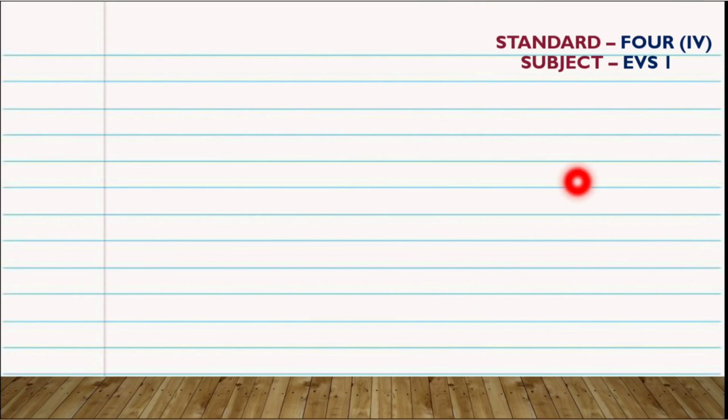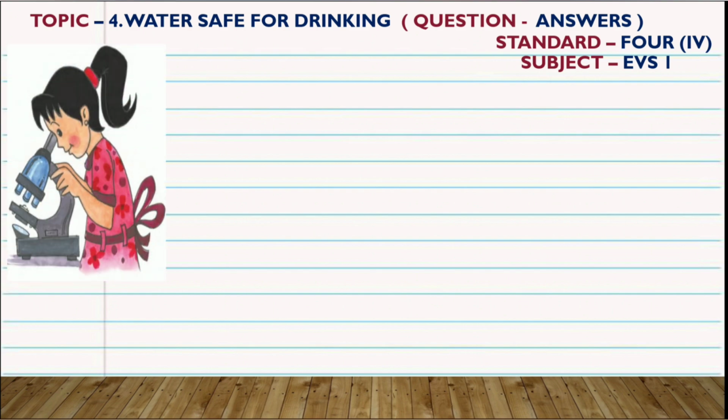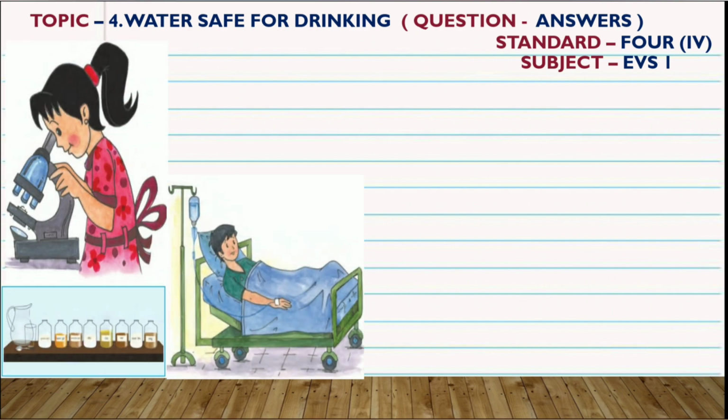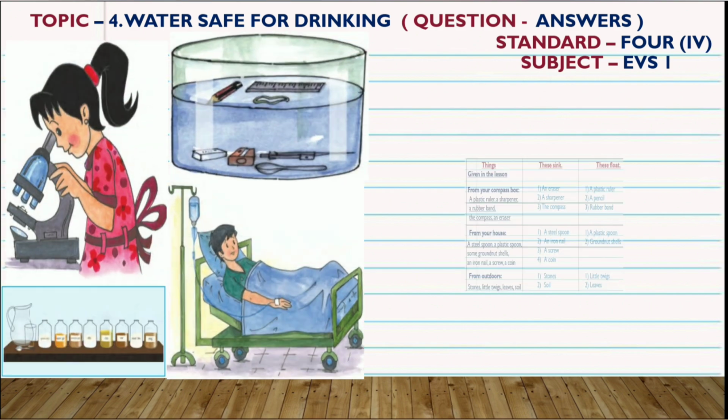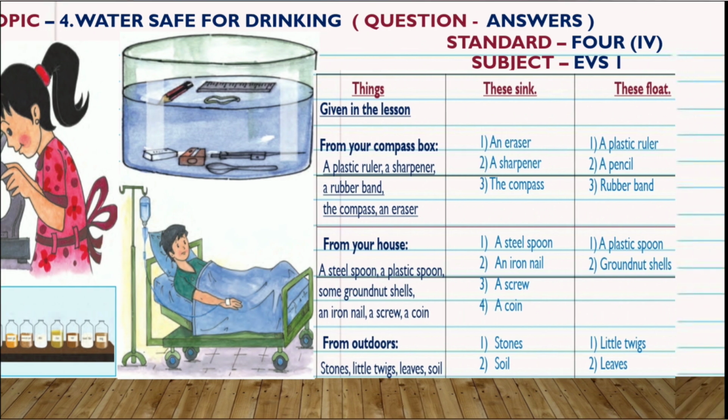Hi students, let's learn today's standard 4th subject EVS 1 lesson number 4, Water Safe for Drinking, question answers and explanation in English. So in this video we will see all the question answers of this lesson in detail, also the explanation of all the question answers in detail, and question answers like this we will see. Let's start now, students.